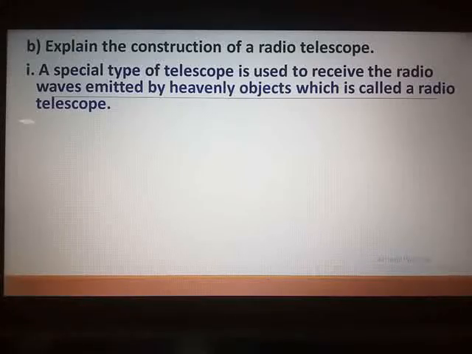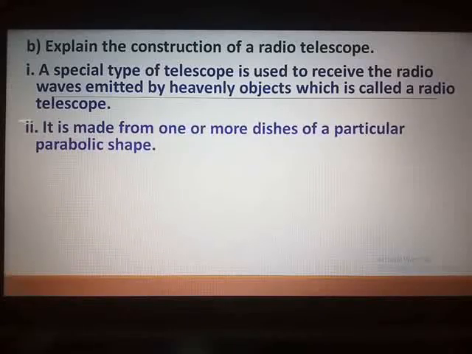So this line they have given in 2-3 lines in that paragraph. So you can just merge and make a single point over there. Point number 2 onwards you can start marking in the textbook, page number 212. It is made from the third line, you can see. First paragraph, third line, page number 212 is your second point. It is made from one or more dishes of a particular parabolic shape.